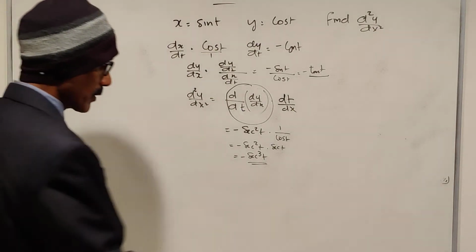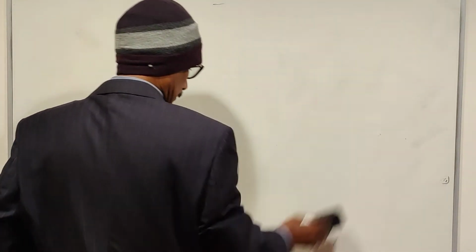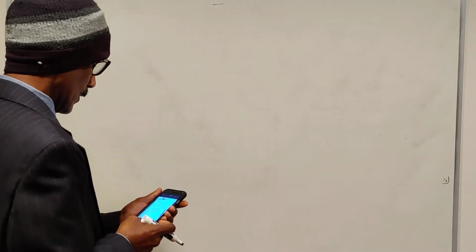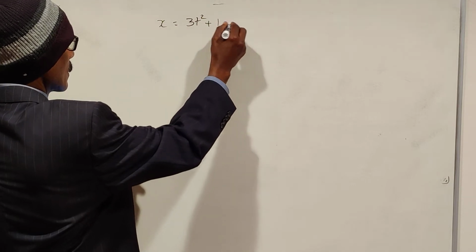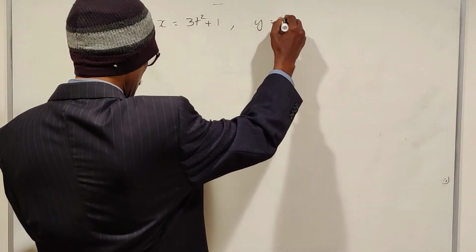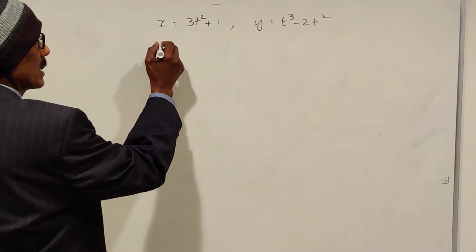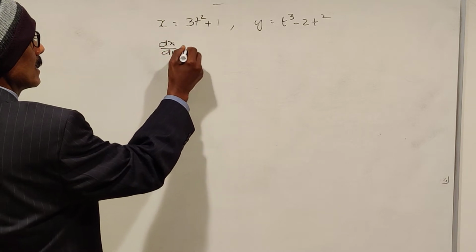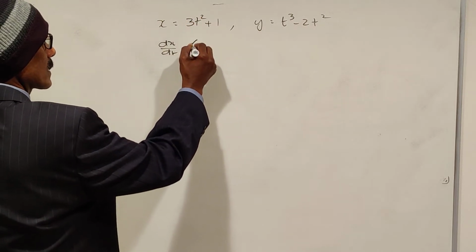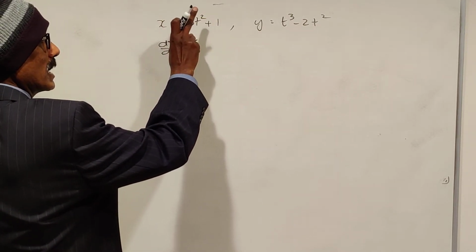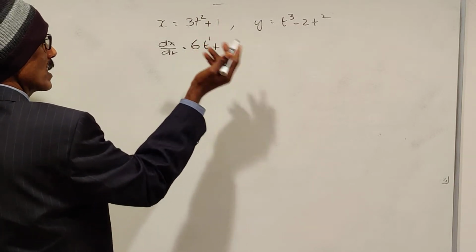Okay, second problem. x is equal to 3t square plus 1. y is equal to t cube minus 2t square. Find dx by dt. dx by dt equals the derivative of 3t square, 3 into 2, what is 3 into 2? 6, t raised to 2 minus 1, which is 1. Plus the derivative of 1 is 0.